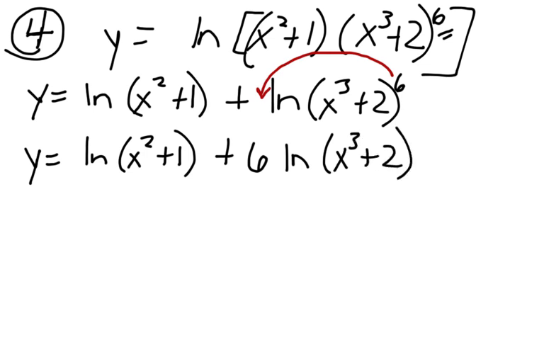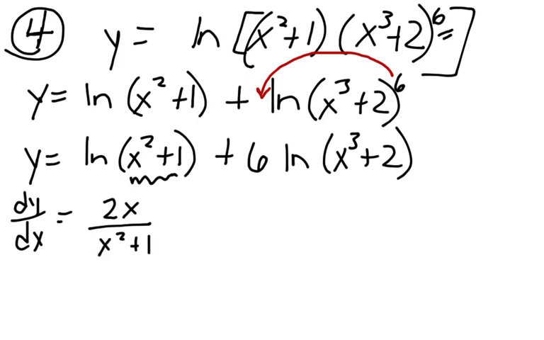Okay, so now instead of having to take the derivative of that whole inside function, we have much easier functions to take the derivative of. So I'm going to say the derivative of y with respect to x is equal to, now I'm going to use that little shortcut. What is the derivative of my inside function, x squared plus 1? Well, that's 2x. Over, we're just going to put the original inside function, x squared plus 1.